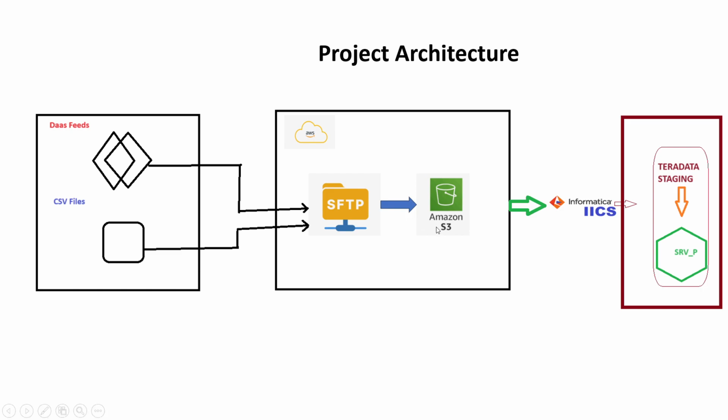After the Amazon S3 bucket, the files move to Teradata through the IICS job. IICS is the Informatica Cloud system. Through it, the data moves into the Teradata staging, where we receive the data in the form of tables. Here, as an ETL tester, our validation is CSV files to table validation. After that, Teradata staging moves to SRV_P for the next schema, which is table to table validation. In this video, we will focus on the Amazon S3 bucket CSV file validations.